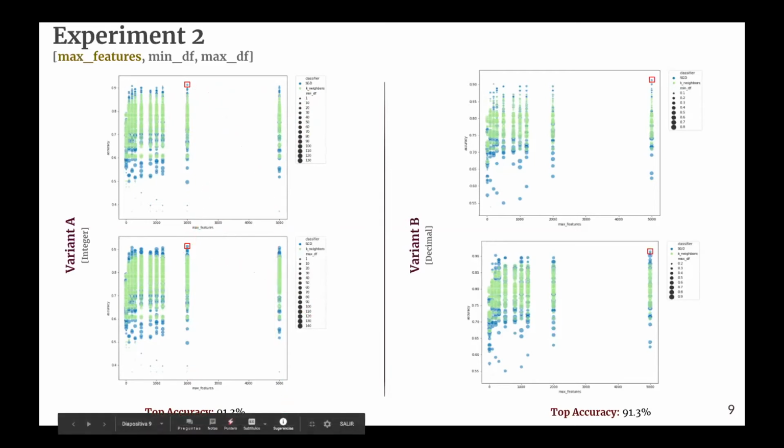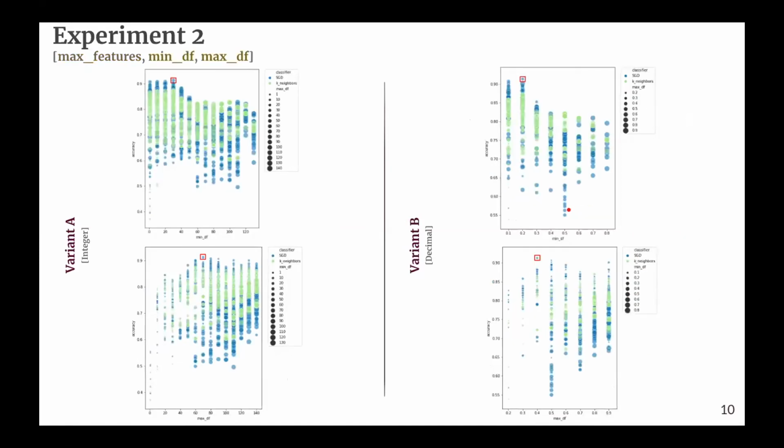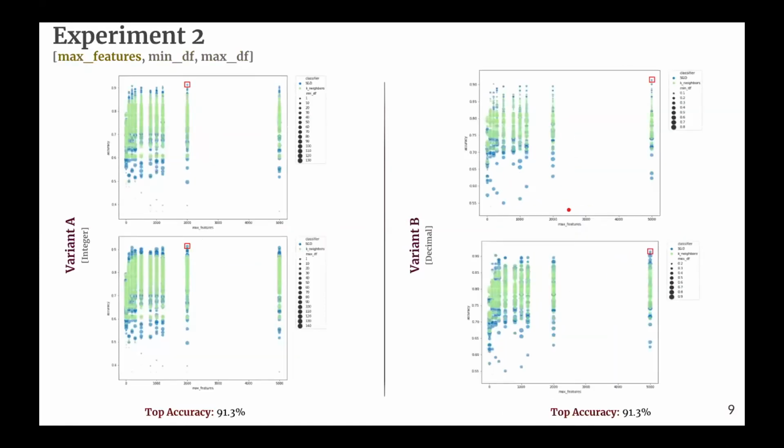The top accuracy for experiment 2 was 91.3%. And when we go into variant B on decimals, we can see the same trend. A really small min_df works best for the accuracy, and having a medium-sized max_df works best. Another thing that we took from these graphs is that for max features, we don't have to have a specific value, because as you can see, with integers the best one was with 2,000 samples, and the best one with decimals was 5,000.